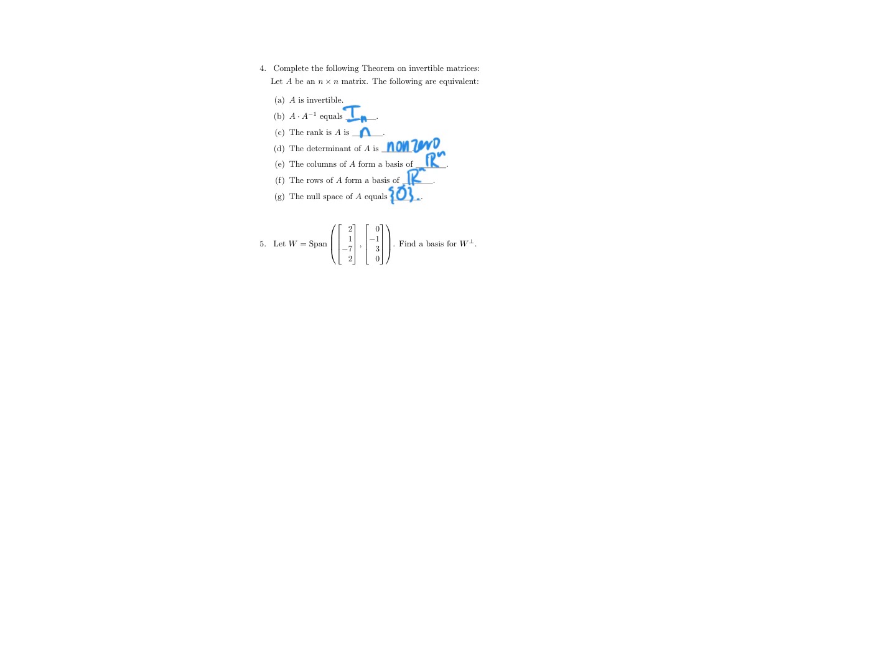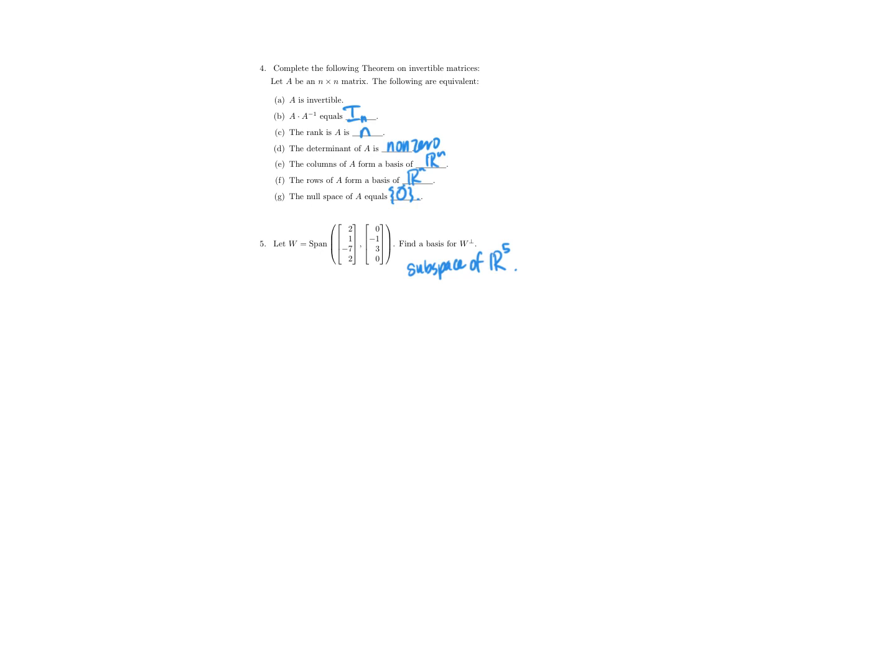Let W equal the span of those two vectors. Find a basis for W perp. Okay, so one thing we could think about is what will be the dimension of W perp. So these are 5-dimensional vectors, so this is a subspace of R5.